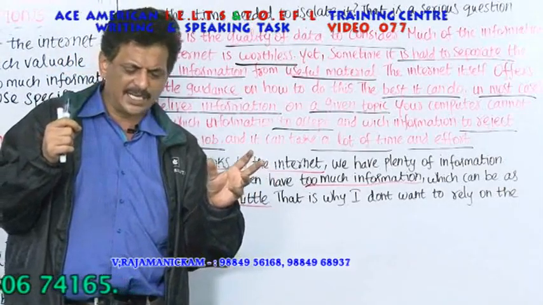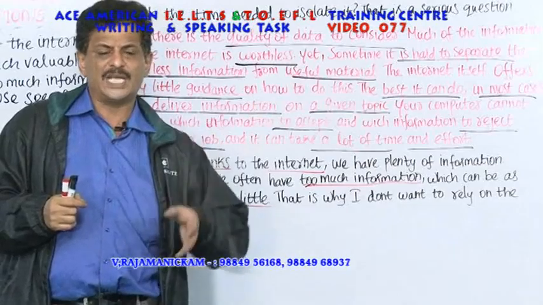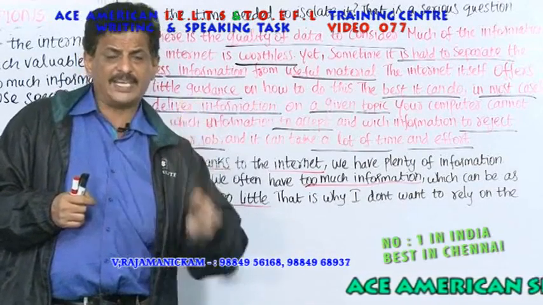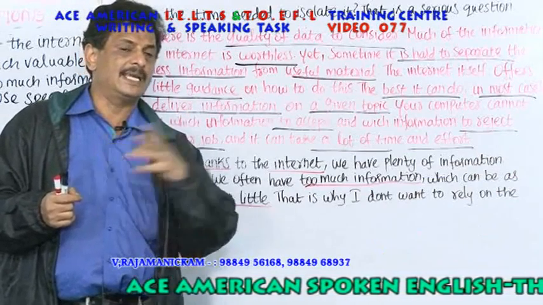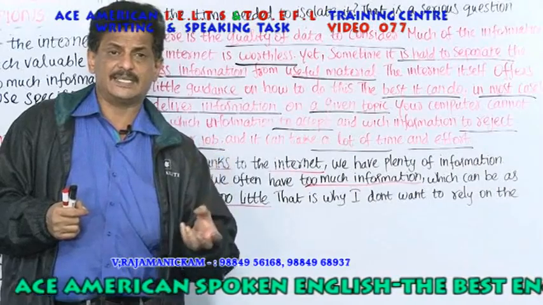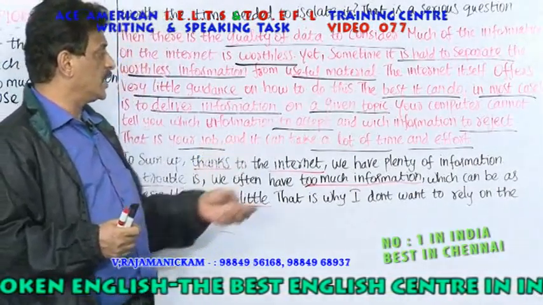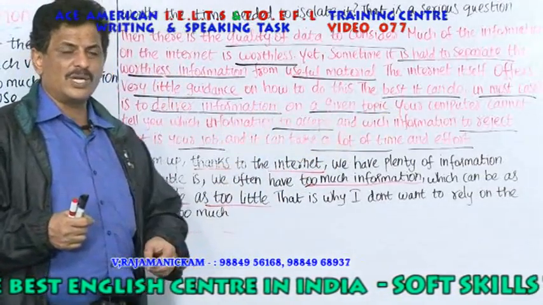The internet itself offers very little guidance on how to do this. இணையதளம் இதை பற்றி ஒன்றும் பெரிதாக சொல்வதில்லை. எது சரி எது தவறு என்பது, எந்த தகவல் உண்மையான தகவல், எந்த தகவல் போலியான தகவல் என்று இணையதளம் சொல்வதில்லை. So the best it can do, அநேகமாக இணையதளம் என்ன செய்ய முடியும் என்றால், in most cases, அநேக வழக்குகளில், is to deliver information on a given topic.